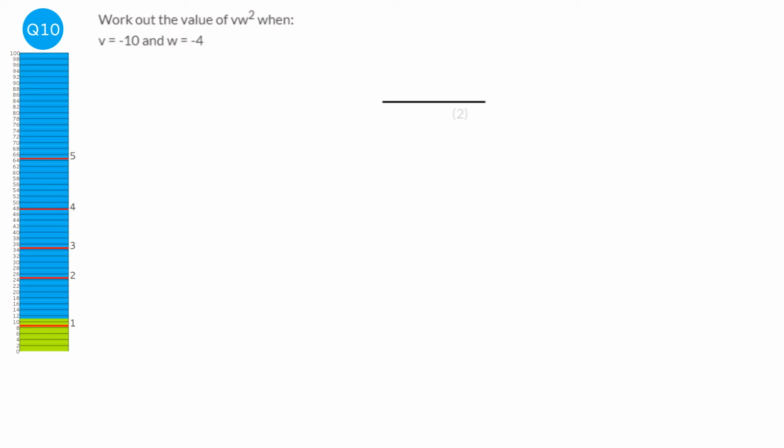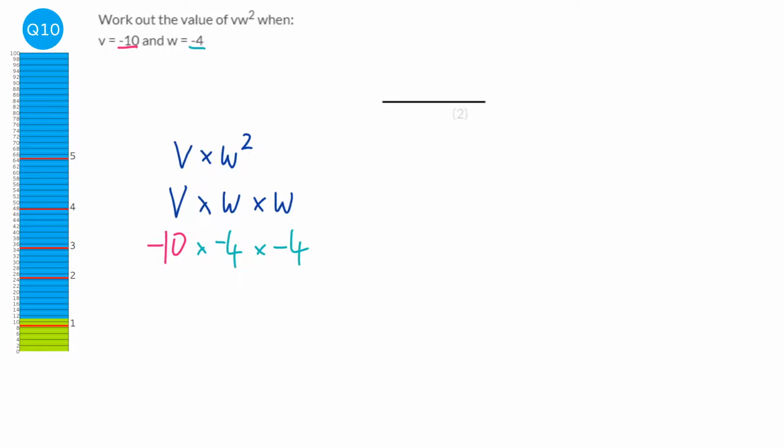Let's rewrite this expression, but with a times sign in, so v times w squared. Now w squared just means w times by itself, so we can rewrite that as v times w times w. Okay, so we know v is minus 10, so minus 10. And we know w is minus 4, so it's times minus 4 times minus 4.